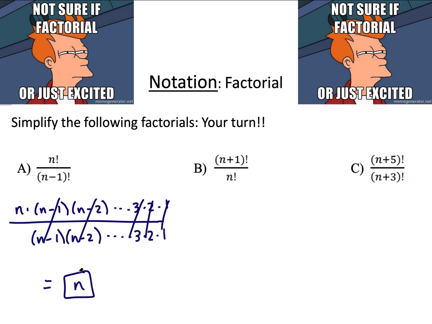You could do the same thing for letter B. You could say n plus 1 factorial starts with n plus 1, but then it multiplies by n and everything before it. So then if you have the n factorials, they would cancel, and this would leave you with an n plus 1.